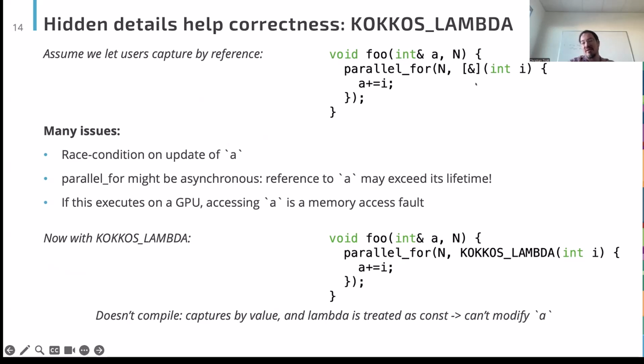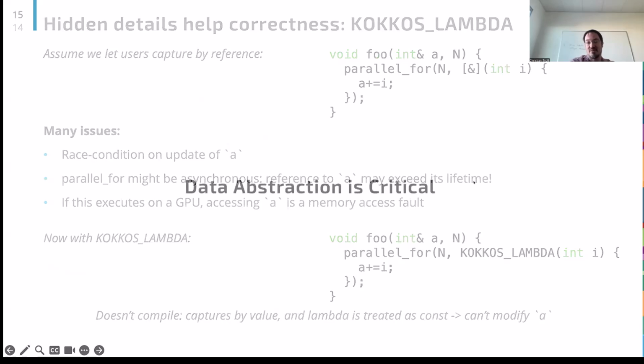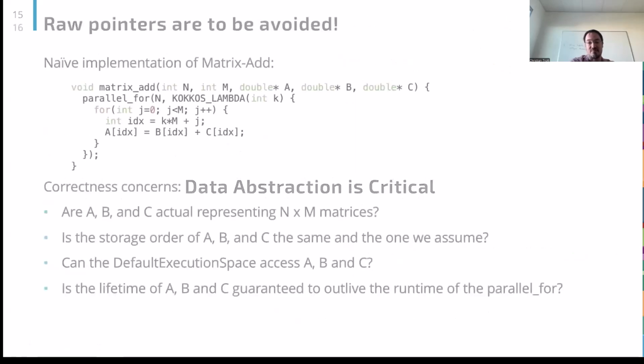So if you now replace that capture by reference here with Kokkos lambda, this code will actually not compile. What we do internally is, first of all, it will capture by value, so it will make a copy of A. So even if it were to compile, you wouldn't actually get the result back, which would already be a problem. But we treat the lambda as const, so you can't modify A. So this thing will not compile because it will say, I can't update A. A is const, A is non-modifiable. So we catch that mistake, where you try to just randomly access something and modify it and lead to problems.